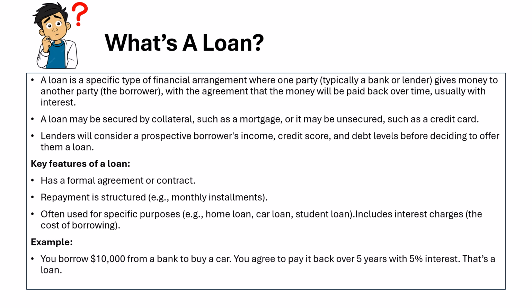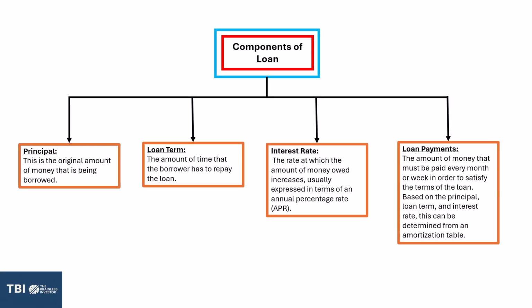Example: you borrow $10,000 from a bank to buy a car. You agree to pay it back over 5 years with 5% interest. That's a loan.